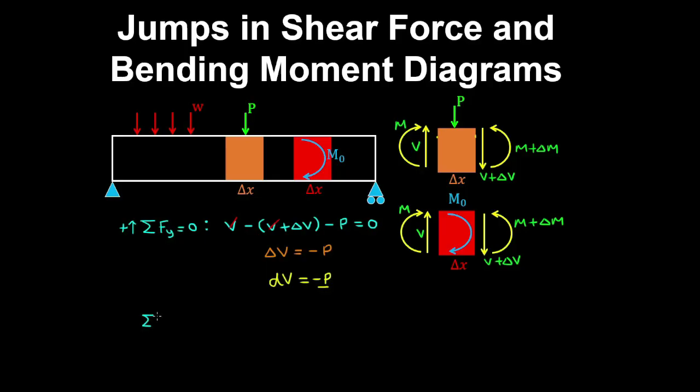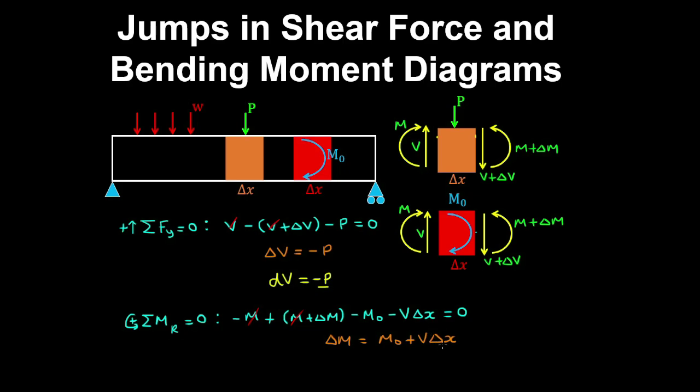And this time, if we take an equilibrium of moments about the right hand side of the section, with anti-clockwise being positive, we have minus M plus the bending moment on the other side, which is M plus delta M, and minus M naught, and minus the shear force V by the moment arm delta X, and that's equal to 0. And here M cancels, so solving for delta M, we obtain M naught plus V delta X.